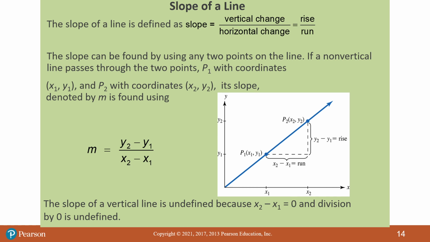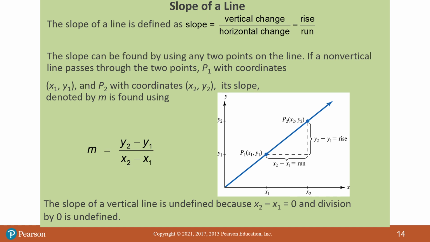All right, let's look at the definition of the slope of a line. The slope of a line is defined as slope equals the vertical change over the horizontal change, or you may have heard it as rise over run. The slope can be found using any 2 points on the line. If a non-vertical line passes through 2 points, P1 with coordinates x1, y1, and P2 with coordinates x2, y2, its slope, denoted by m, is found by using m equals y2 minus y1 over x2 minus x1.